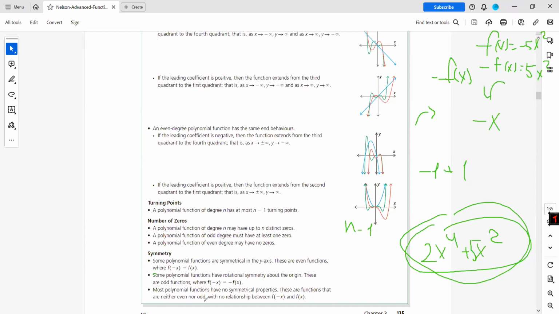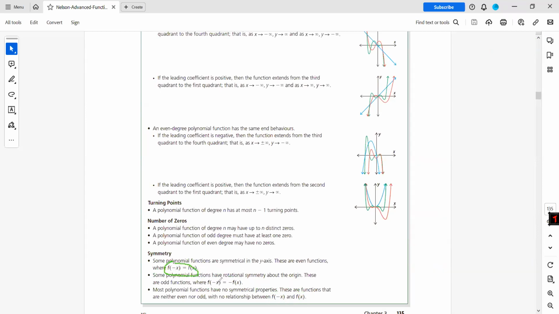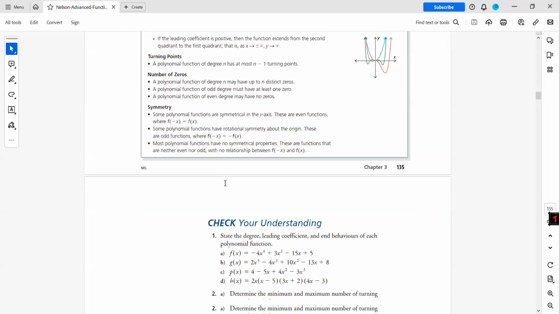These are functions that are neither even nor odd, with no relationship between f of minus x and f of x. So basically what it says: if neither of these equalities is fulfilled, then our function is neither odd nor even. Okay? If neither f of minus x equals f of x nor f of minus x equals minus f of x is true, then our function is neither even nor odd.